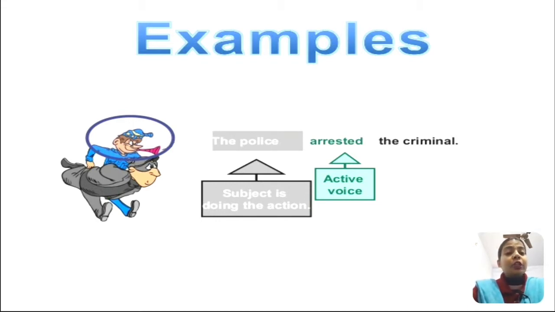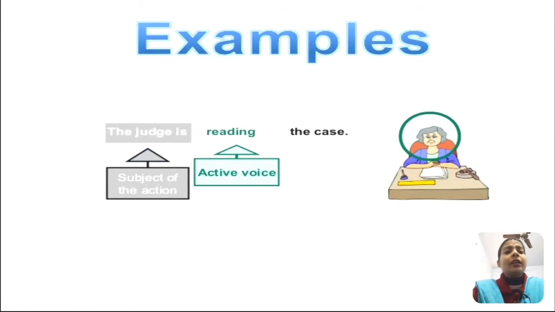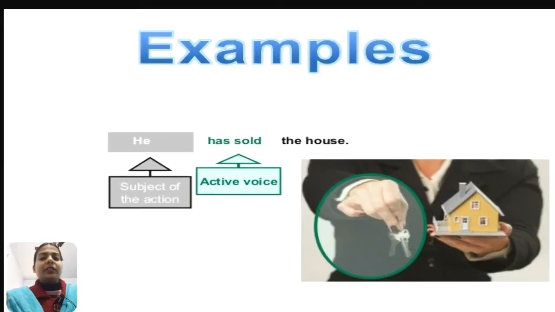Here, the subject of the sentence is the police because the police is doing the action. And here the word arrested is in active voice because this verb clearly shows that the action is done by the subject. The judge is reading the case. Here the judge is the subject of the action, whereas reading is in active voice. He has sold the house. In this sentence, he is the subject of the action, whereas has sold is in active voice.